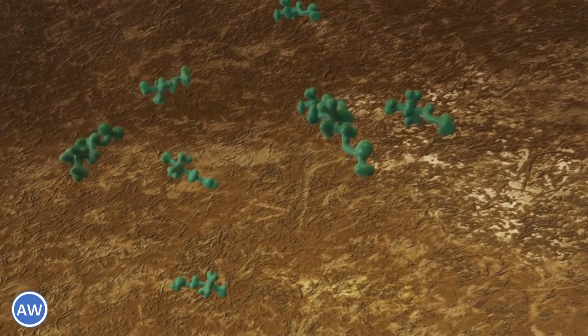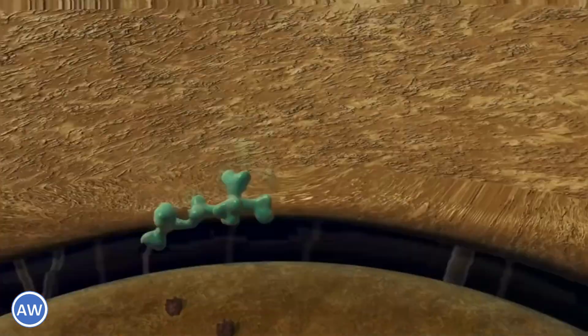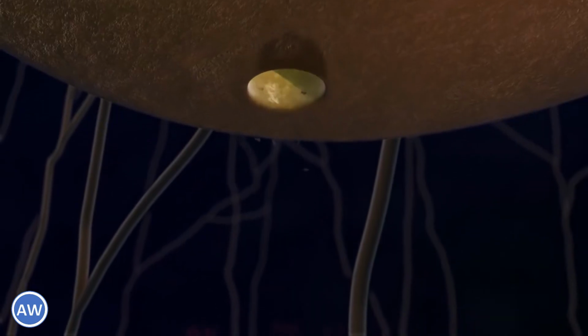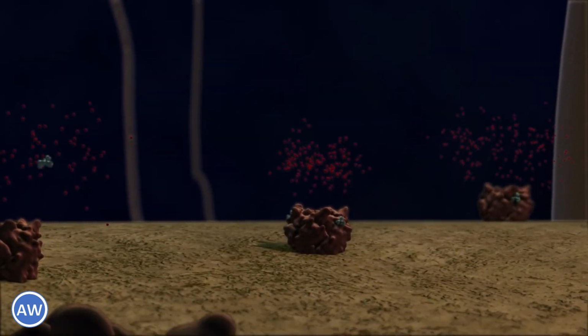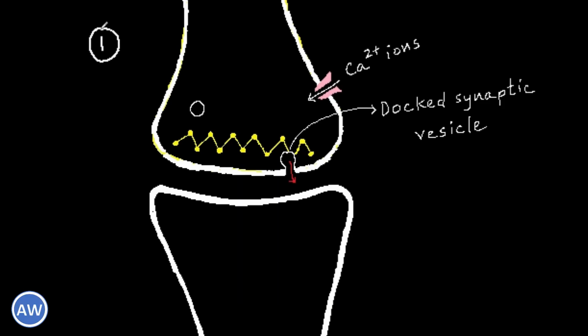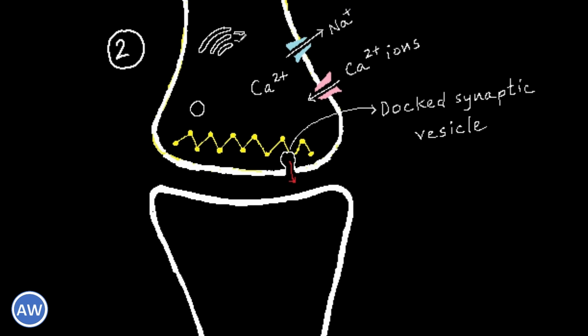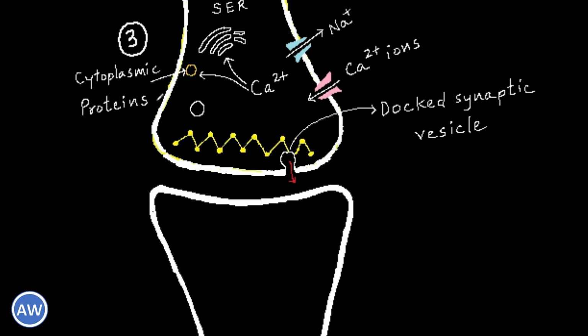After an action potential is over, further release of neurotransmitter is prevented by reducing the calcium level in the axon terminal. This is done by three mechanisms. First, the cytosolic calcium ions are actively exchanged for sodium. Secondly, it is done by sequestering the calcium ions in the smooth endoplasmic reticulum. Thirdly, by binding the calcium ions to some cytoplasmic proteins.